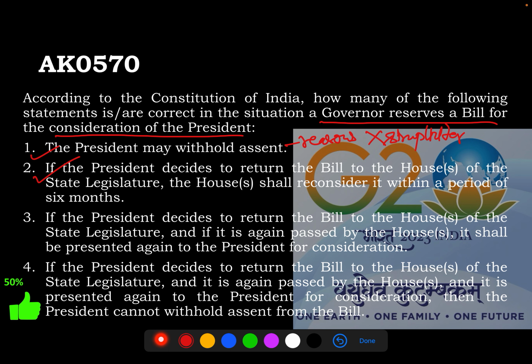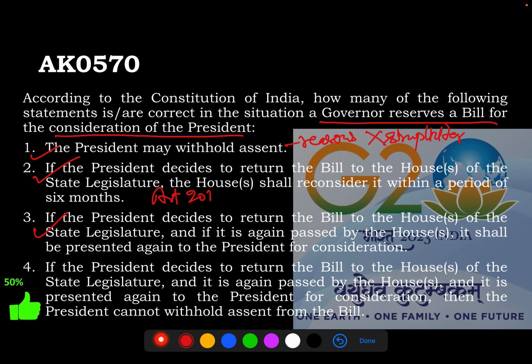This is a stated provision of the Constitution of India under Article 201. Then if the president decides to return the bill to the legislature, and if it is again passed by the houses, it shall be presented again to the president for consideration. Now, that is also a correct statement. Common sense also. Once the governor gets involved, then it has to be presented again to the president. The governor cannot take a decision by themselves.